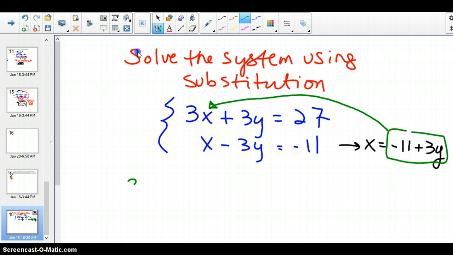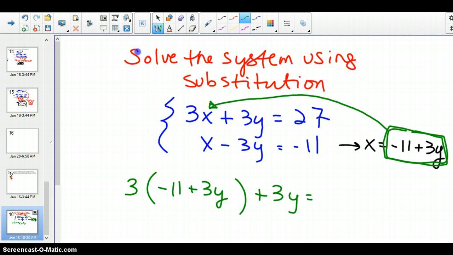When I do that, I get 3 times x, right? But we're not going to put x there anymore. We're going to put this expression over here. So 3 times negative 11 plus 3y. Alright, so I need to finish off this equation: plus 3y equals 27.